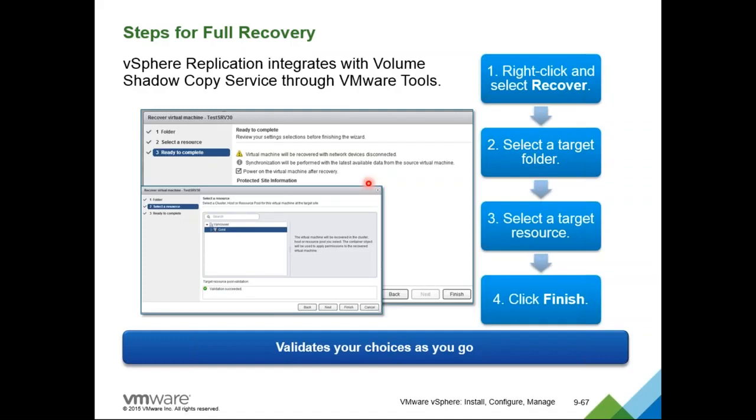Here in vSphere replication, your virtual machine replication uses the same volume shadow copy service through the VMware Tools. It will copy the virtual machine disk file from source to target. Any questions?